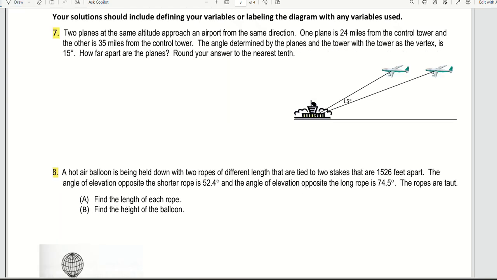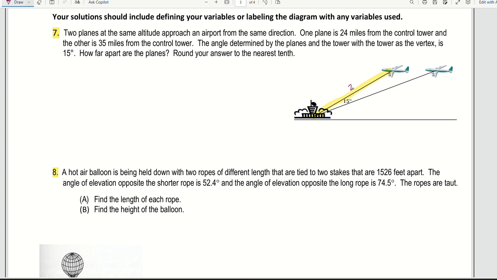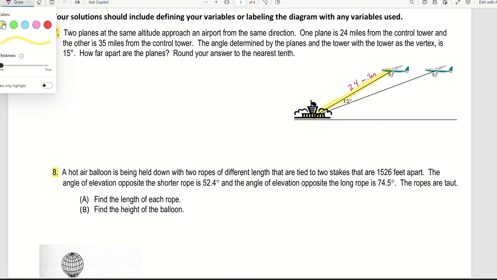So the first step for this is actually identifying how the diagram is set up. Two planes at the same altitude, meaning they're the same height off the ground, approach in the same direction. One plane is 24 miles from the control tower, so this is the tricky piece. That 24 is this distance. So let's go ahead and label that. That is 24 miles, not the ground distance. That's the common mistake there.